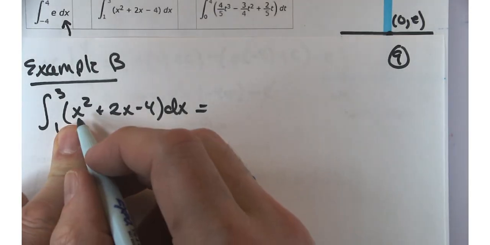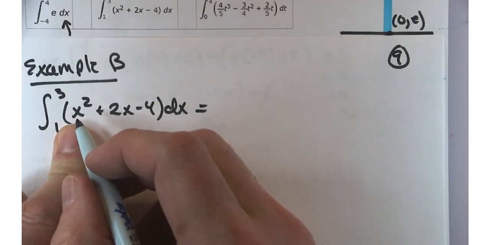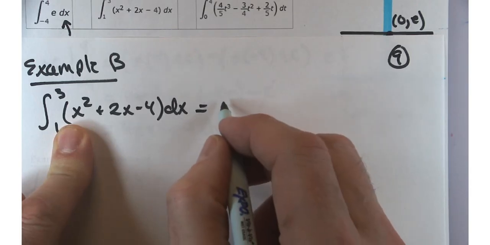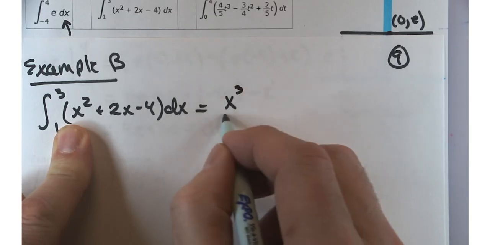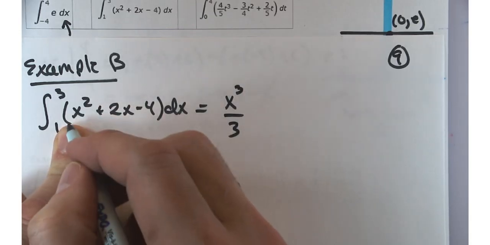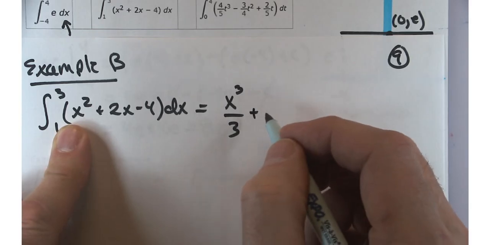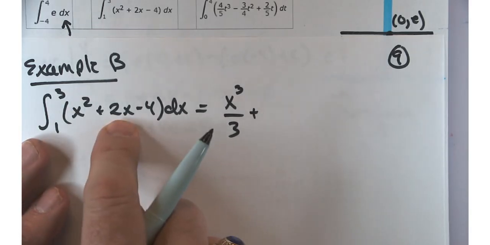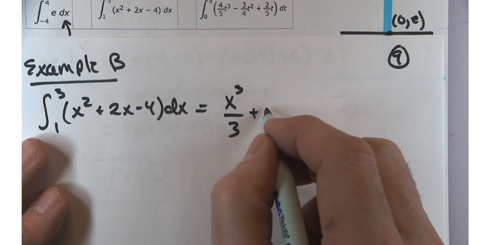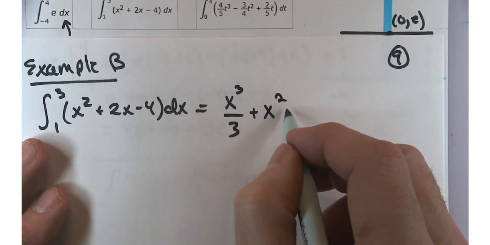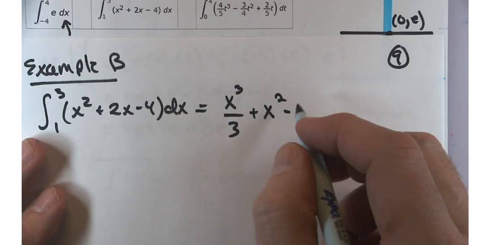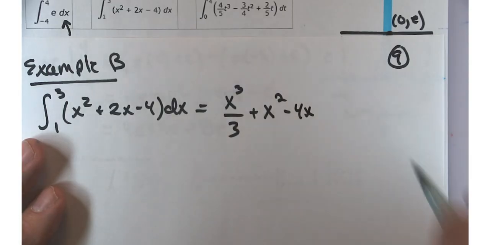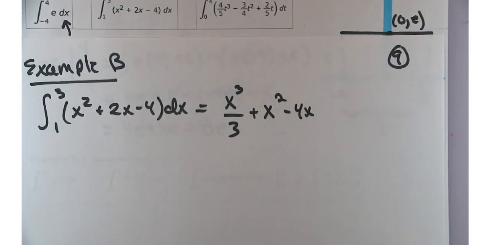So the antiderivative of x squared. Mage, got that one? What would that be? Yep. Add 1 to the exponent, divide by that same exponent. Cool. Antonio, let's keep going. Antiderivative of 2x. Yeah, x squared. Good. And John, how about the antiderivative of minus 4? Minus 4x. Great. We don't have to worry about the constants, so that's it.